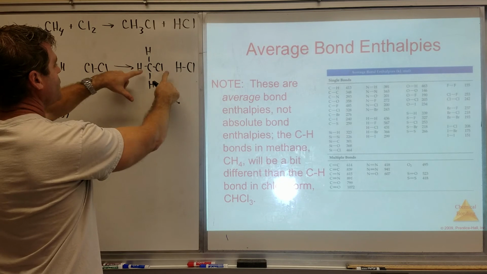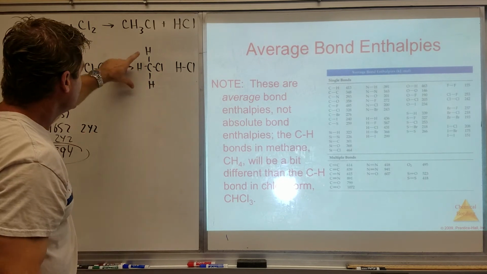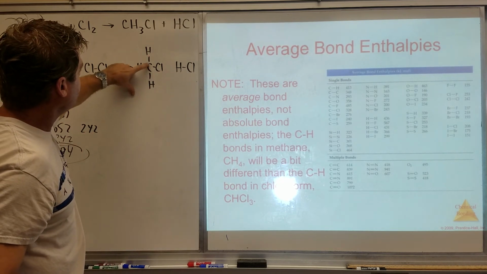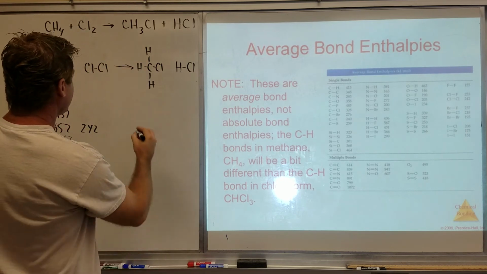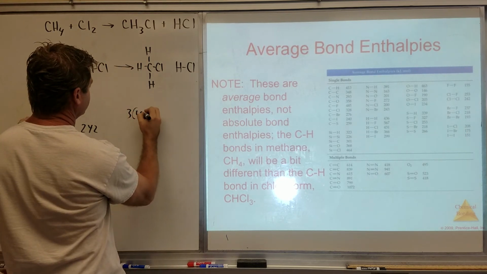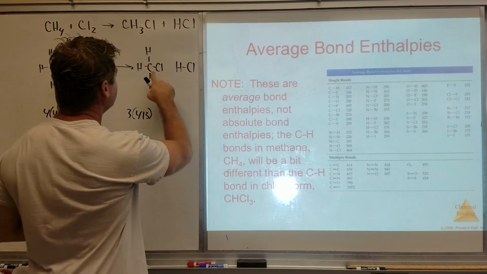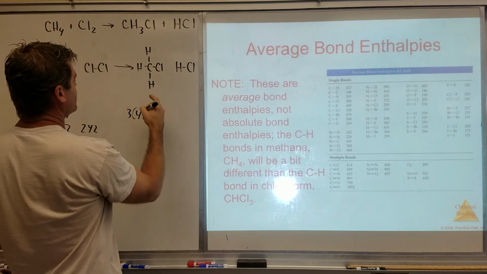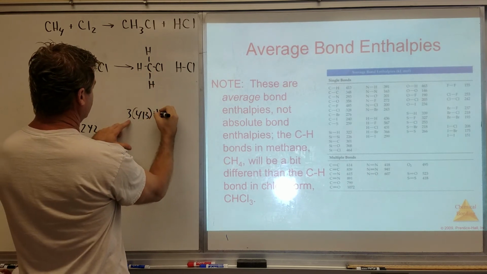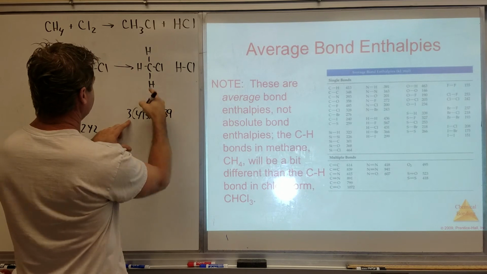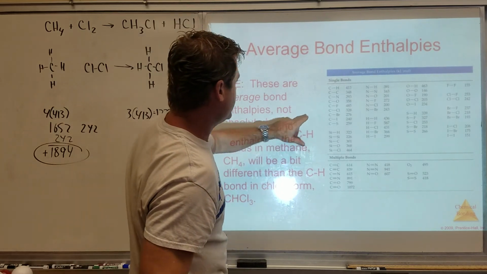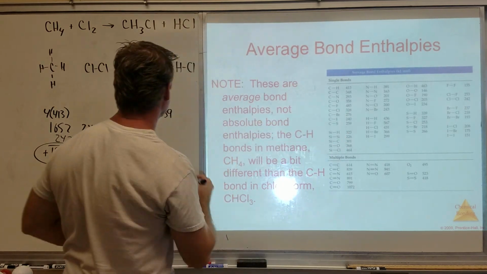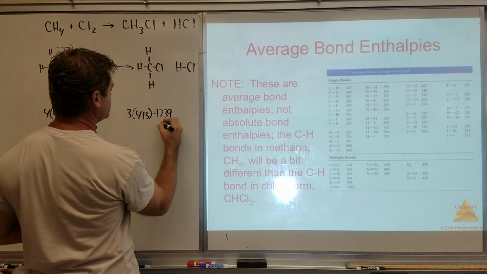Then imagine we're forming the bonds here in the products. So what bonds am I forming? I'm forming a carbon-hydrogen bond. And how many of those? 3 of those. So I go 3 times 413, that's 1239. But I'm also forming a carbon-chlorine bond. Carbon-chlorine bond is 328, and you notice there's just one of those, so I go 328.